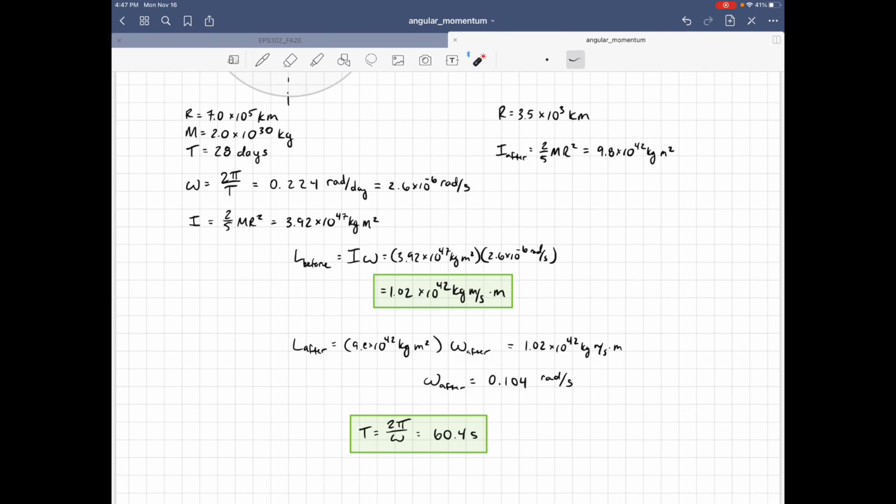So after the sun collapses down into this white dwarf star, the rotational period will be about a minute, whereas right now it's about 28 days. All of the mass getting scrunched down into this smaller radius means that the star's got to be rotating faster and faster, right? Because the thing that's constant is the angular momentum. Since I is going to get smaller, omega's got to get much bigger.